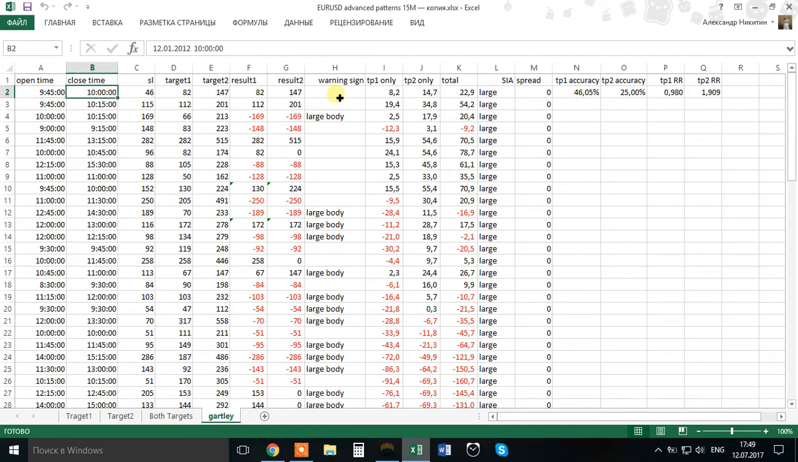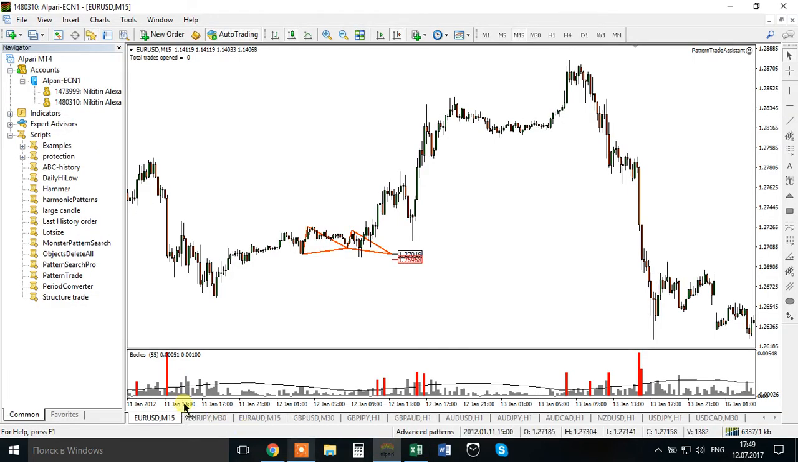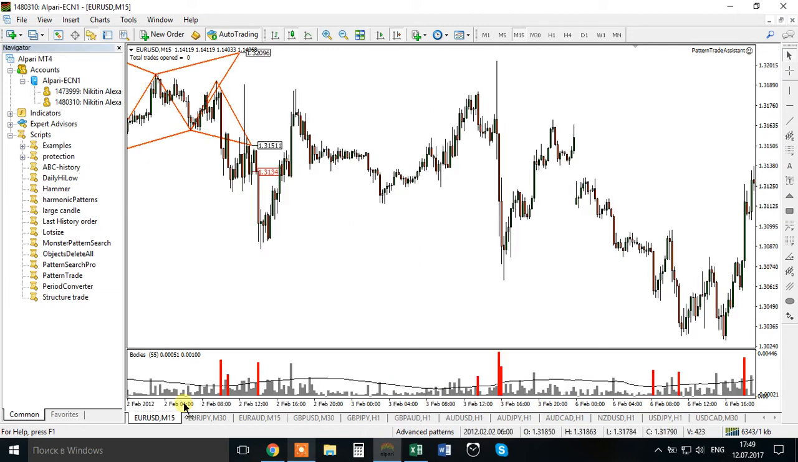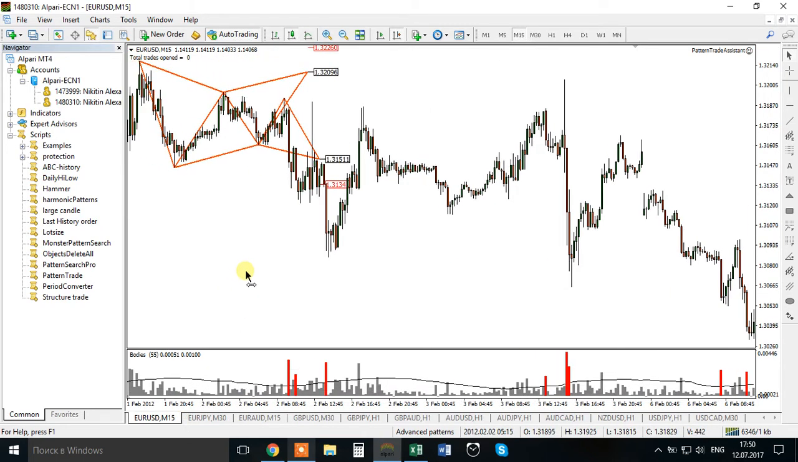Okay, so those patterns that have large body or large extreme expansion bars, the warning signs, are marked large body, so we can find them as well. 2012 second, let me type that. Okay, so we have them. Here is the pattern with the large body in the CD leg.